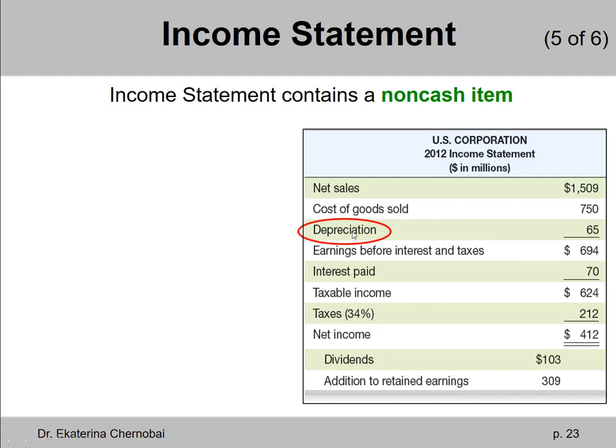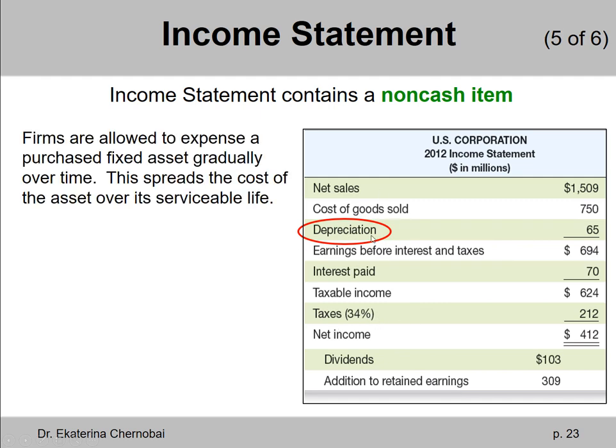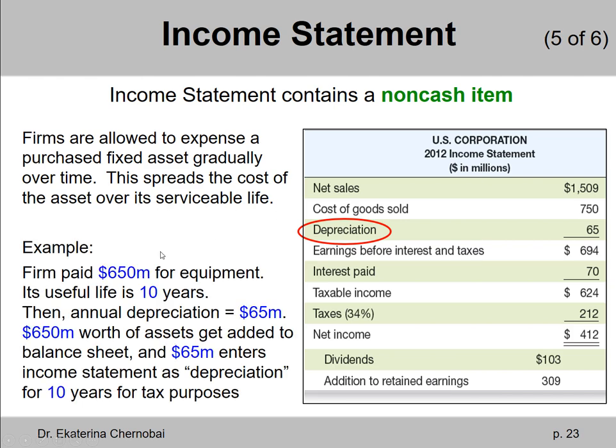So what exactly is depreciation? Let's quickly review that. Firms are allowed to expense a purchased fixed asset, let's say a building or some piece of equipment, gradually over time. This spreads the cost of the asset over its serviceable life. So let's say a firm paid $650 million to buy some expensive piece of equipment.